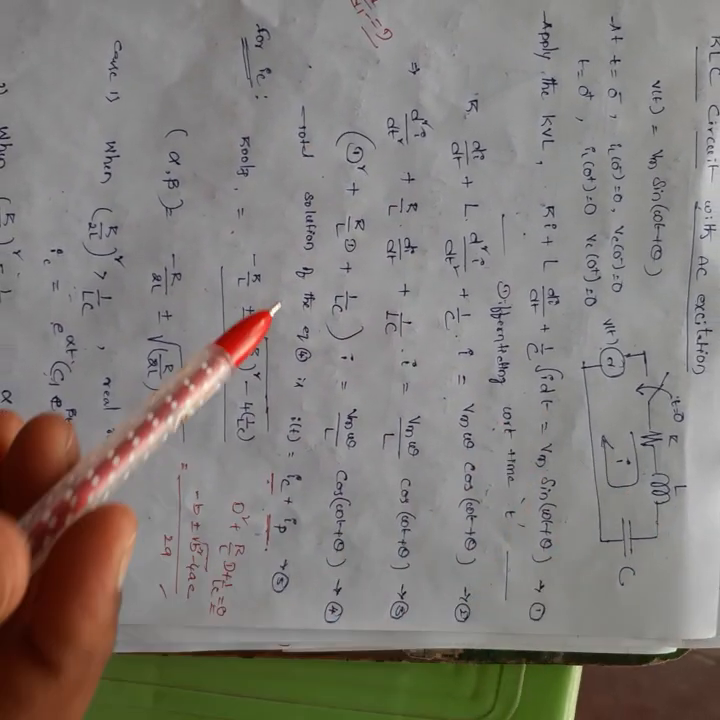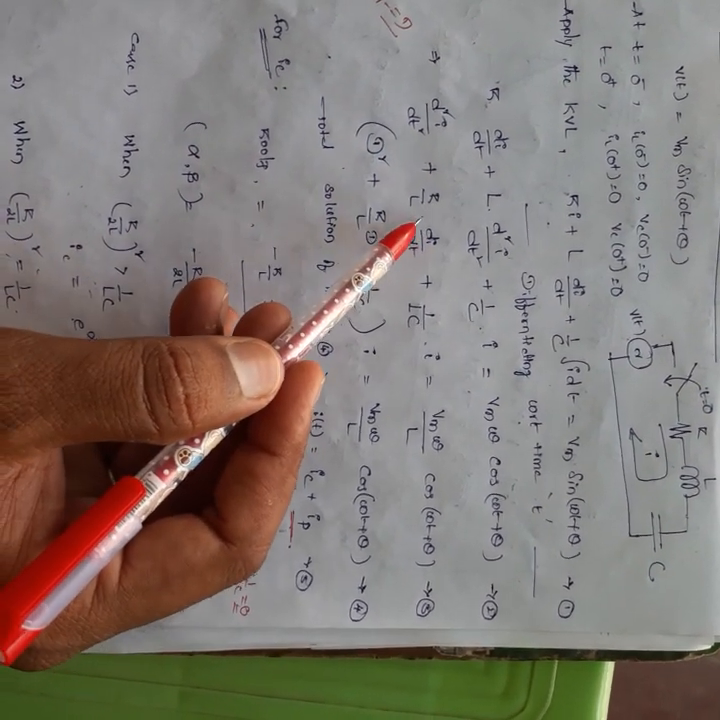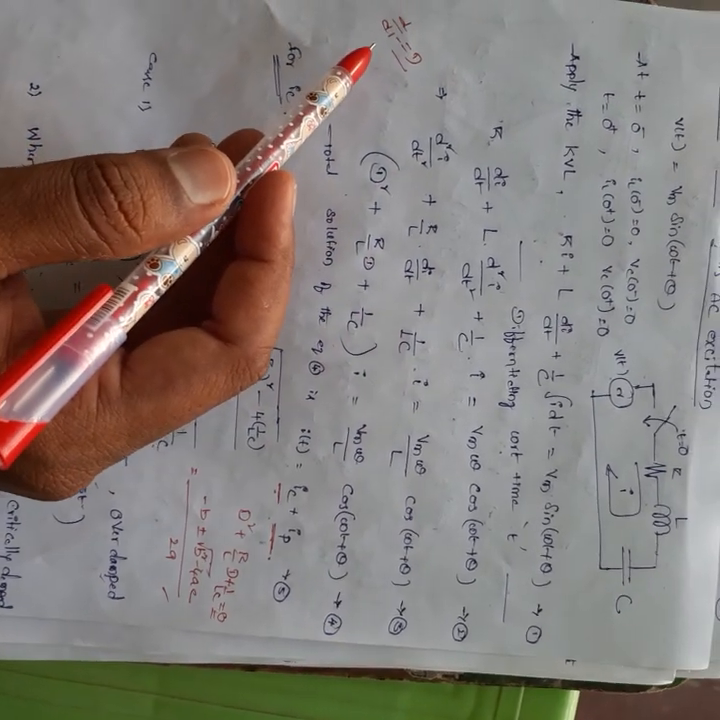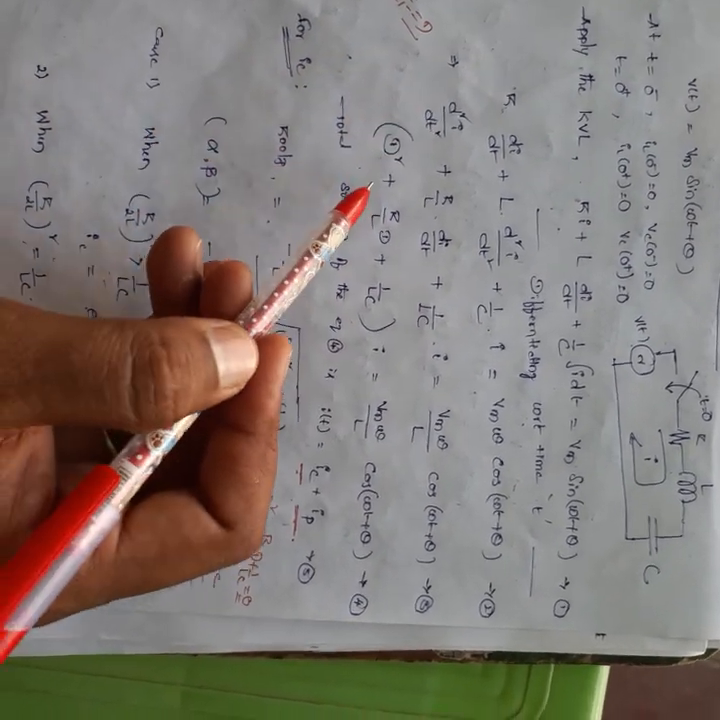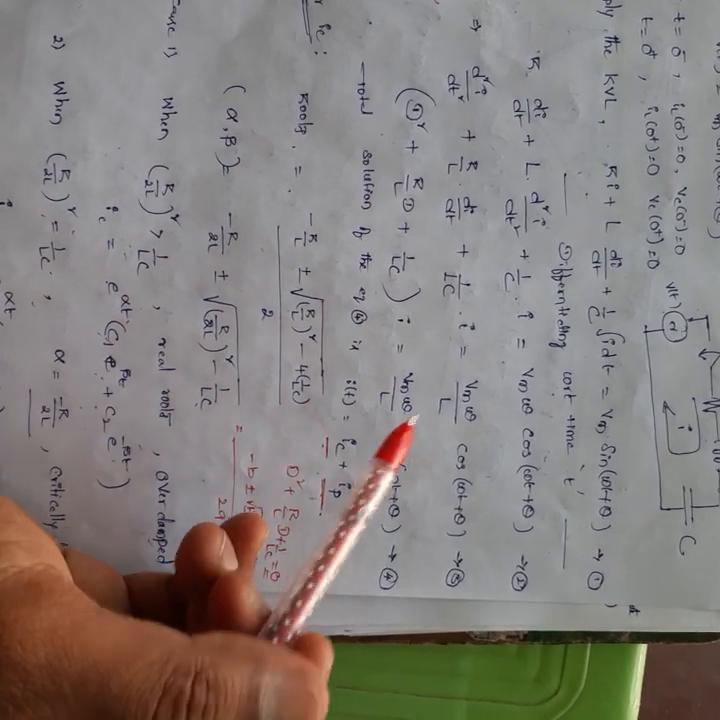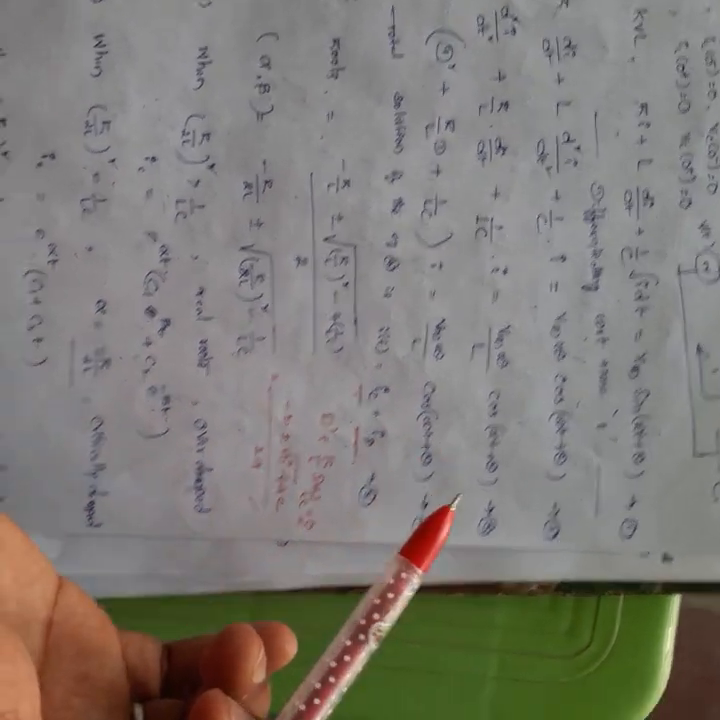That is the main thing. Here I am writing d square i/dt square plus R/L di/dt plus 1/LC into i equals Vm omega/L cos(omega t plus theta). Taking d/dt equal to D, we get D square plus R/L D plus 1/LC into i equals Vm omega/L cos(omega t plus theta).